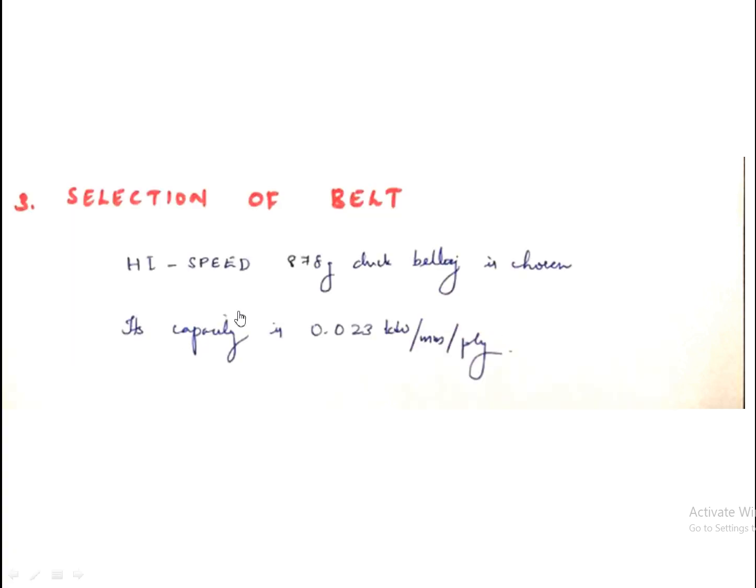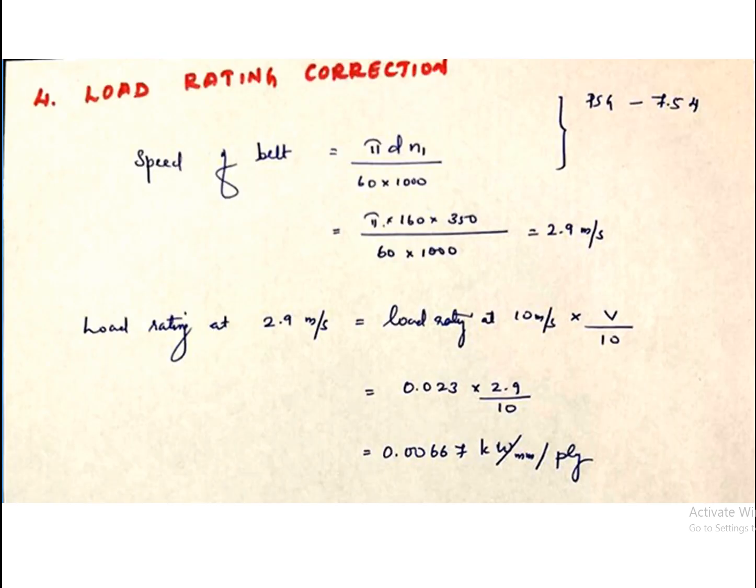Okay, so here we have taken the high speed 878G belting, and its capacity, as I said, is 0.023 kilowatt per ply. Okay, so the first important parameter is over, that is, your selection of belt has been completed. Now depending upon this you need to correct the load carrying capacity, right? So the next step is to find the load rating correction. Now as I said, you can find this equation on the same page, that is 7.54 itself.